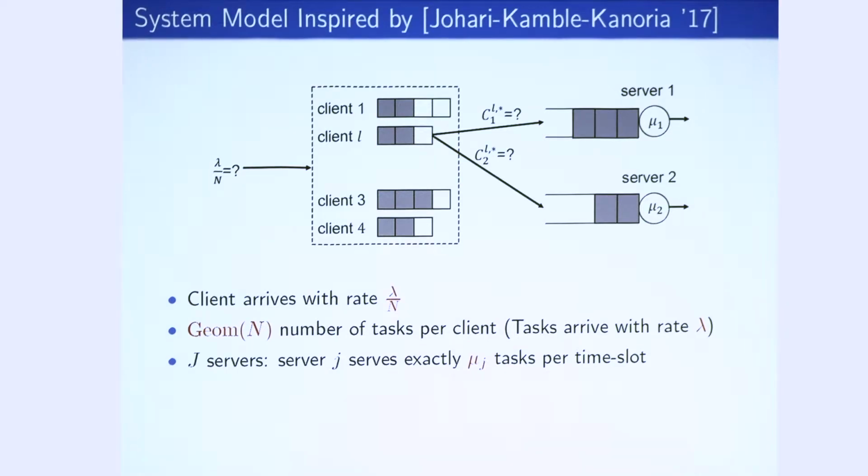So our model is actually inspired by the earlier work by Johari and Campbell and then Kanoria. On the left-hand side, clients arrive to the system according to a Bernoulli process with rate lambda over n. So the time is slotted, and at each time, with probability lambda over n, there will be a new client arriving to the system. And then each new client will bring a random number of tasks. We assume the number of tasks is geometrically distributed with mean n. So the total arrival rate for the tasks equals lambda.